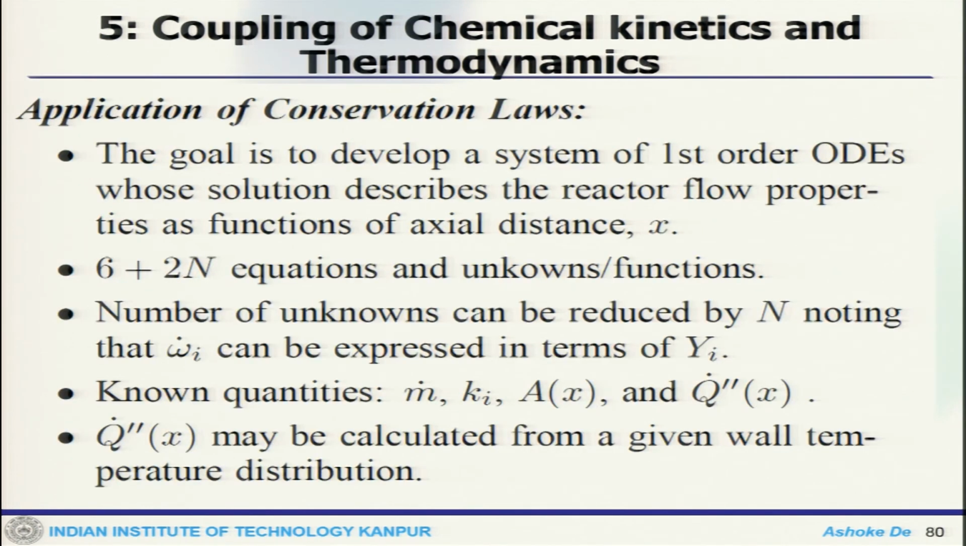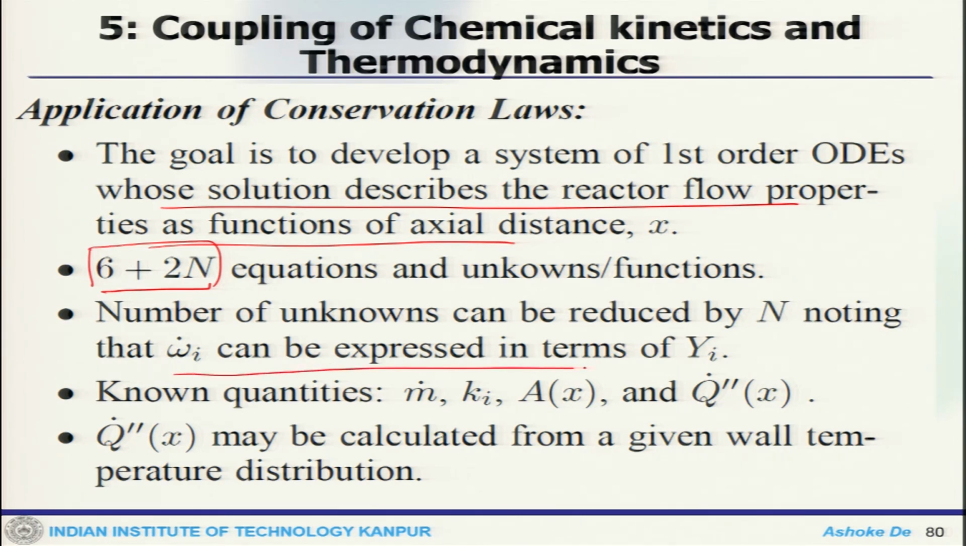So, what is the idea? The idea is to develop a system of first order ODEs whose solution describes the reactor flow properties as a function of axial distance. In total we have 6 plus 2n equations, unknowns or functions. The number of unknowns can be reduced by n, noting that omega dot i can be expressed in terms of yi. The known quantities are mass flow rate m dot, ki, Ax, and q dot, which one can calculate from the given wall temperature distribution.